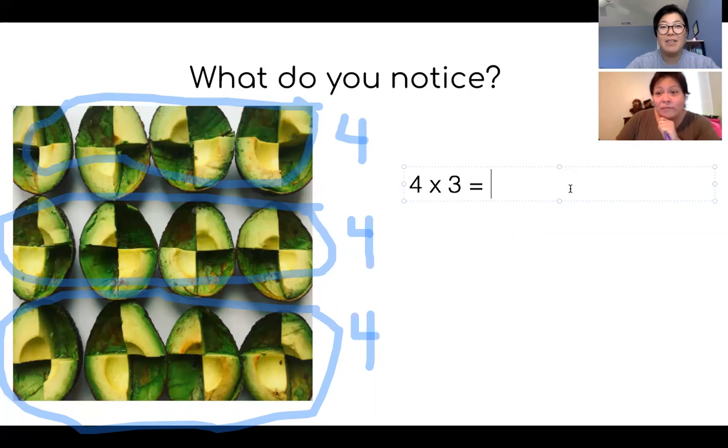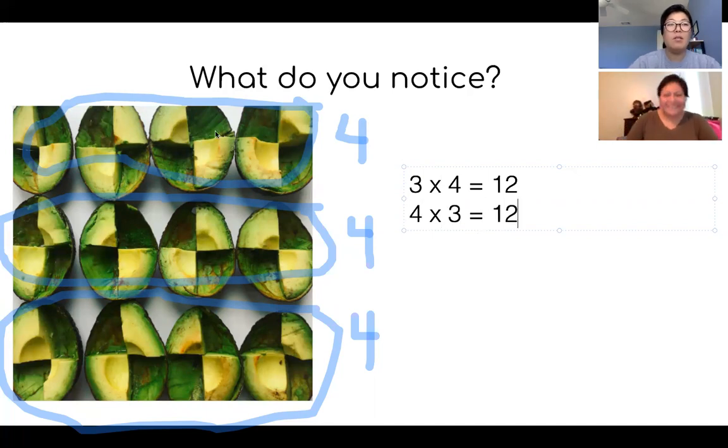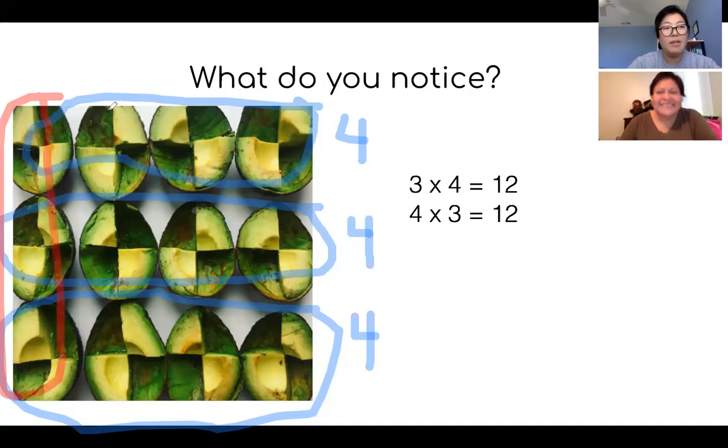Yes? Actually, it would be 3 groups. You circled 3 groups, sorry, 3 groups of 4. Yes, there's 3 groups of 4. 1 group of 4, 2 groups of 4, and 3 groups of 4. So 3 groups of 4, 12. But we can also say 4 groups of 3 because if you do it vertically, there's 1 group of 3, 2 groups of 3, 3 groups of 3, and 4 groups of 3.